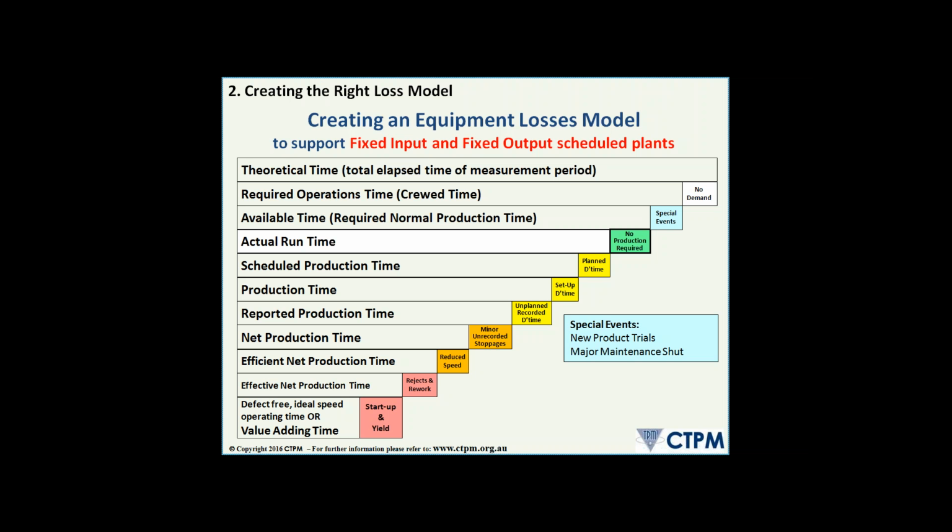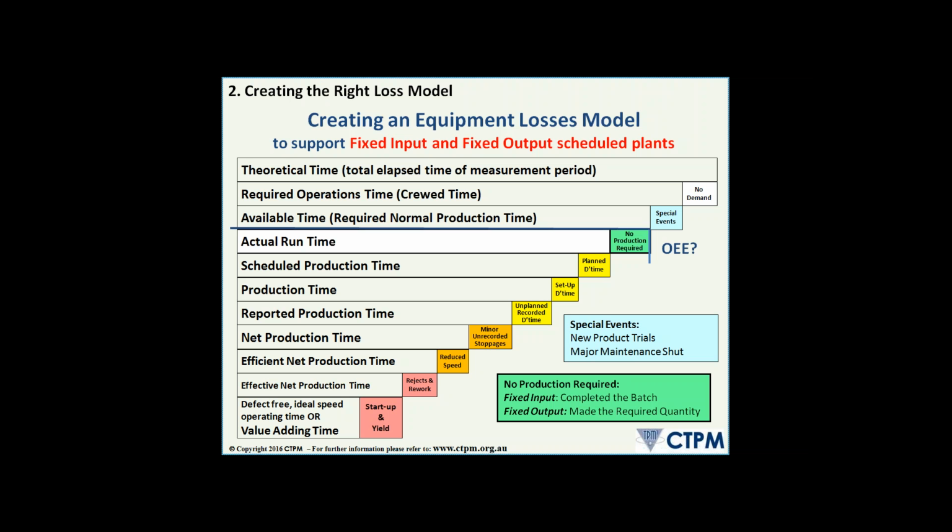Now, when we go into the fixed input and fixed output schedule, we add an extra line, and that extra line becomes what we call the actual runtime. And you now have another loss called no production required, because we have finished the batch and we don't need to make any more, or we've made the required quantity. So the question then becomes, does our OEE stick to the available time model, and no production required becomes an 8th loss? Or do we keep our OEE being actual runtime and we take no production required out of the OEE equation?